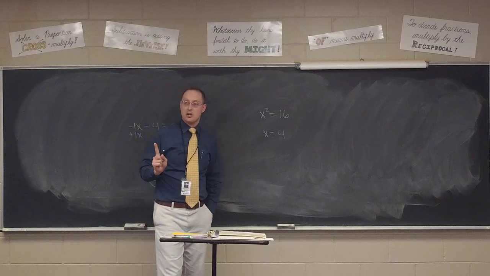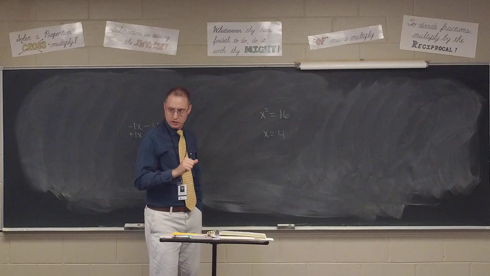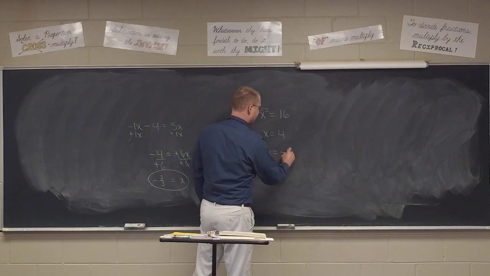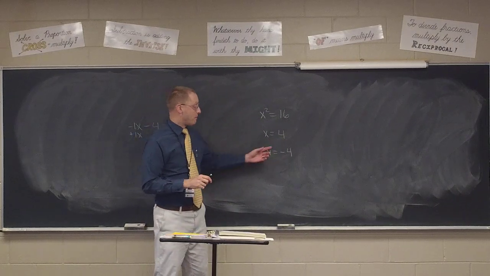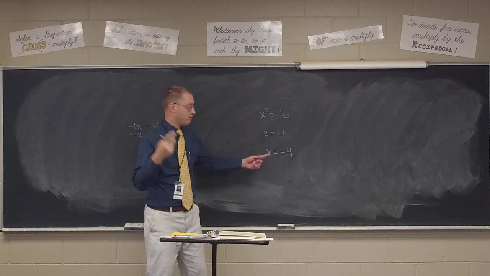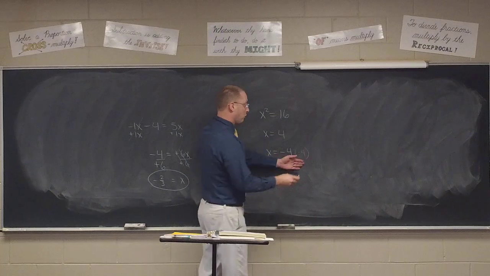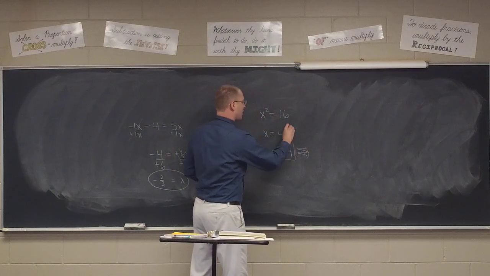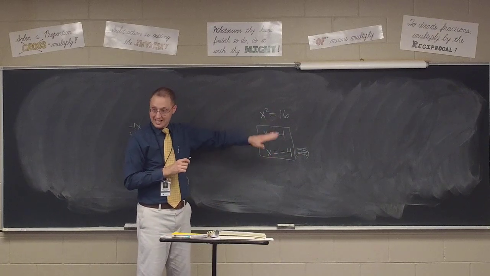But remember I said that a pure quadratic has 2 solutions. There's something else that if you square it will give you 16. Negative 4. When you square it, remember any negative to an even power becomes positive. Negative 4 times itself would equal positive 16. So there are 2 solutions, both +4 and -4.